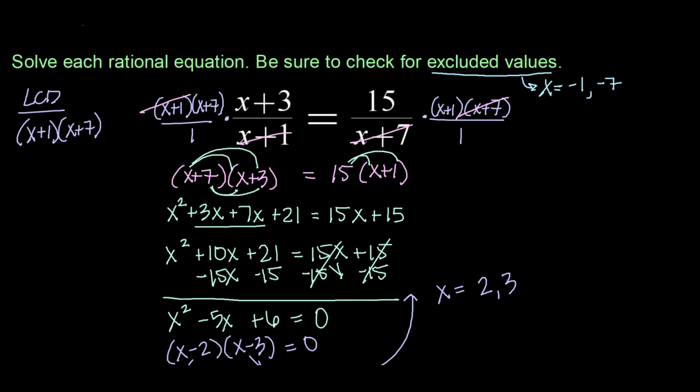Now every time with our rational equations, we need to check those potential solutions against our excluded values. So in this equation, -1 was excluded as a solution, and -7 was excluded as a solution. So x equals 2 and 3 are safe.